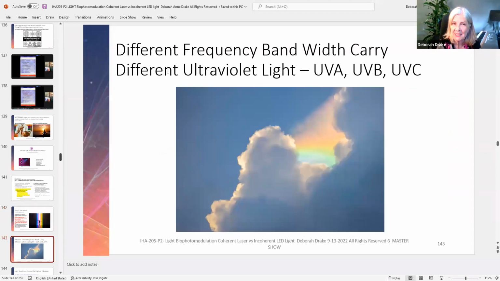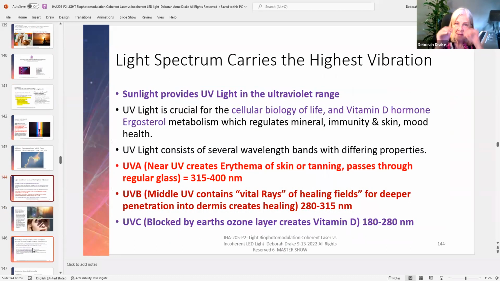So when you look at the sky and you see a rainbow, there's a different frequency bandwidth carrying the UVA light, the UVB light, the UVC light at that higher frequency level. And that can be healing as well as the light that we have in the piano range on the lasers at home, okay? So I'm going to try and give you a little bit of an understanding of why people get confused. There's 2 spectrums of light.